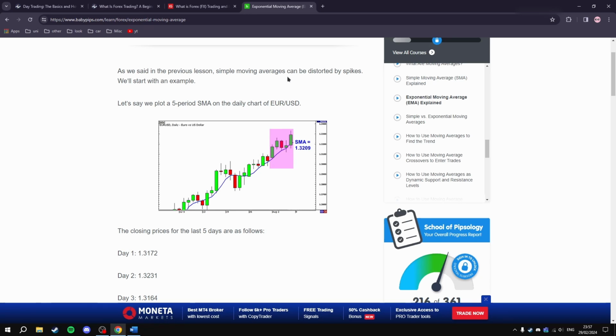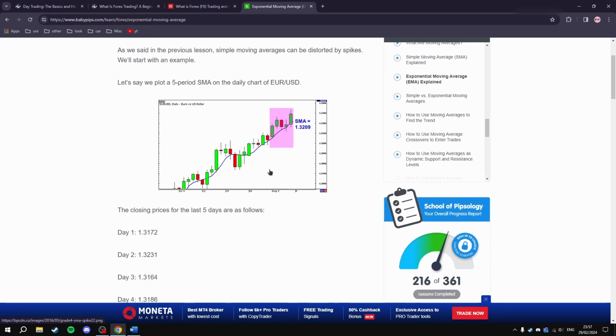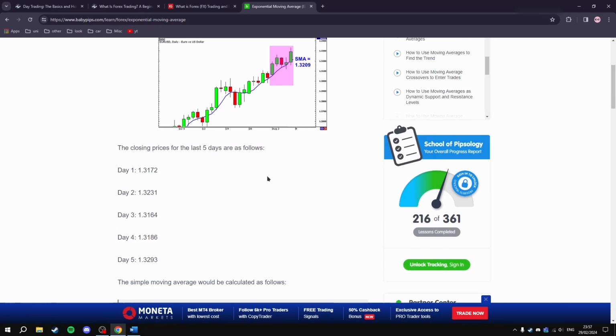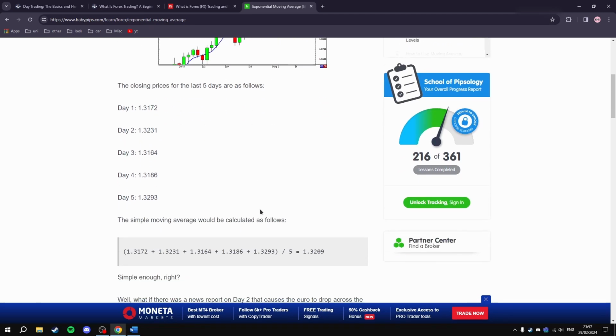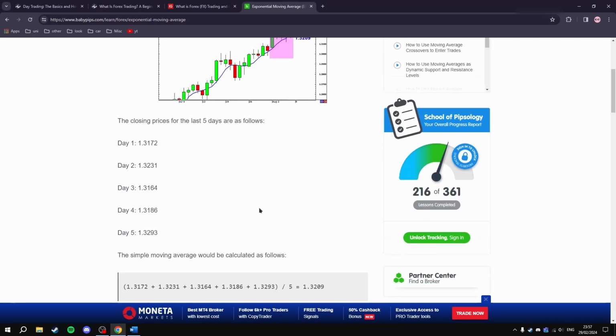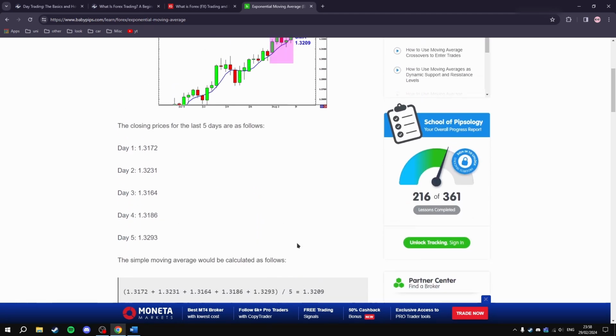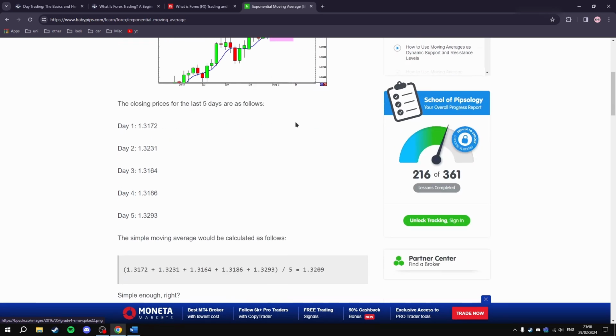Let's say we plot a 5-period simple moving average on the daily chart of the Euro USD. So that blue line there. The closing prices for the last 5 days are as follows. Day 1, 1.3172, Day 2, 1.3231, Day 3, 1.3164, Day 4, 1.3186, Day 5, 1.3293. The simple moving average will be calculated as follows. So add them all up, divided by 5, because there's 5 of them, to get 1.3209.